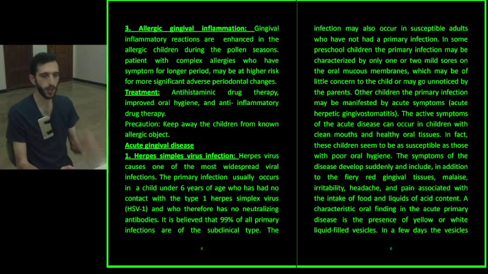The primary infection usually occurs in a child under 6 years of age who has had no contact with the type 1 herpes simplex virus, HSV1, and who therefore has no neutralizing antibodies. It is believed that 99% of all primary infections are of the subclinical type. These subclinical types go without notice. The infection may also occur in susceptible adults who have not had a primary infection before.